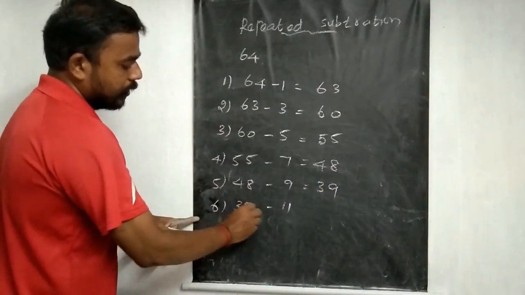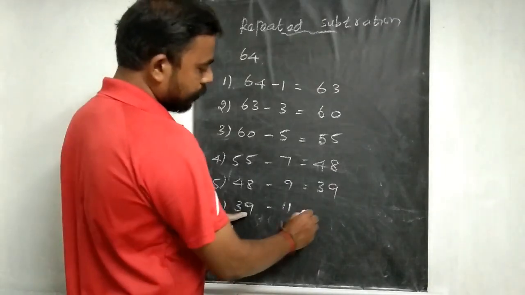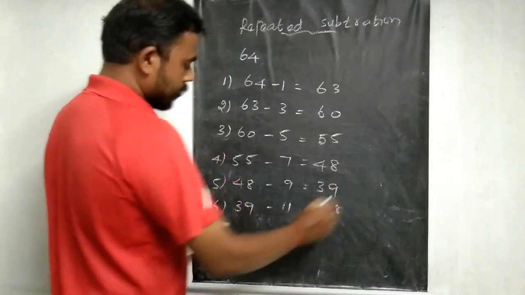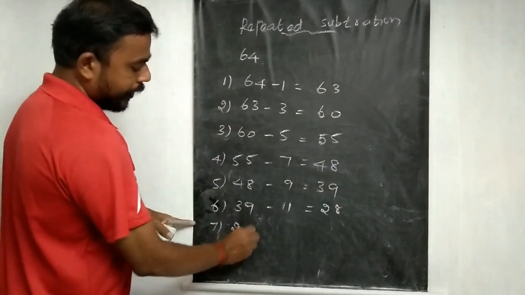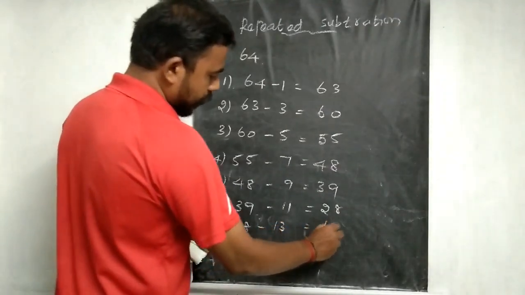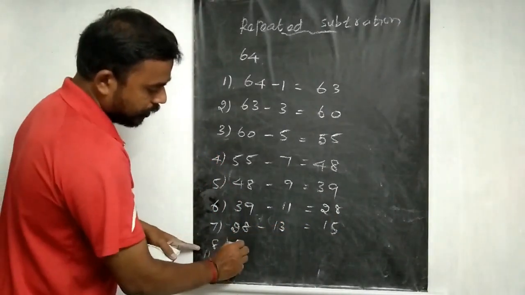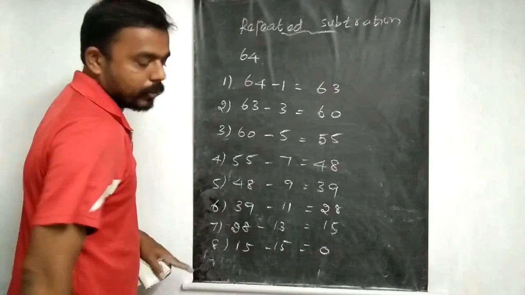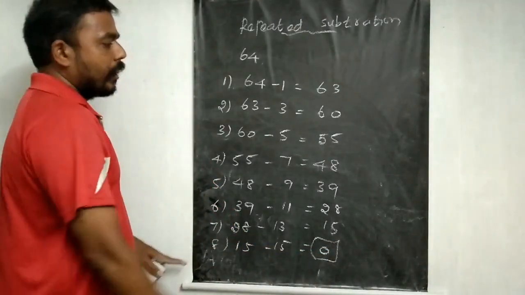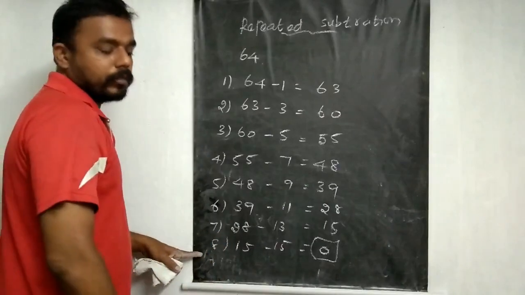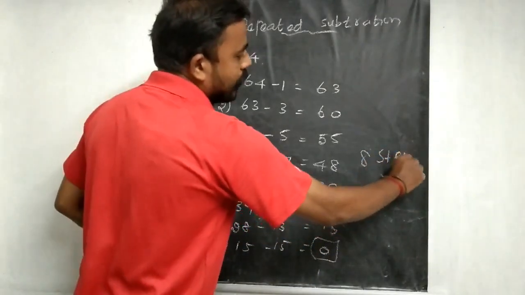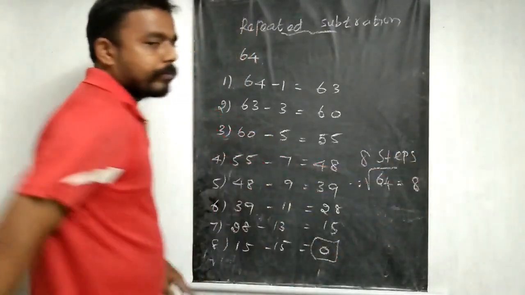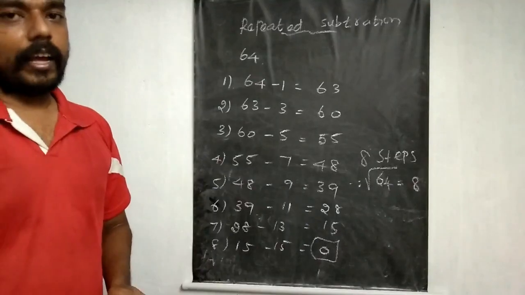Sixth step: 39 minus 11, 28. Seventh step: 28 minus 13, 15. Eighth step: 15 minus 15, 0. So the last number should be 0. Now how many steps do we have? 8 steps. So therefore, the square root of 64 equals 8. Like that we need to find the answer.